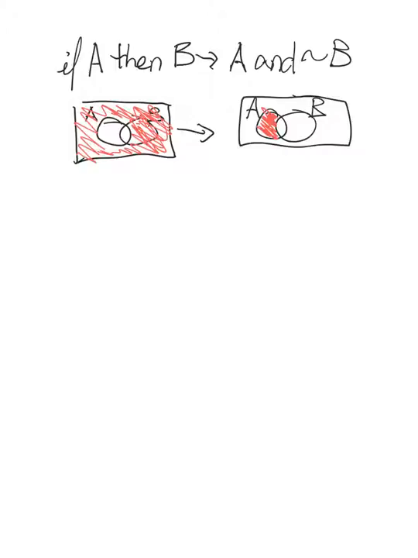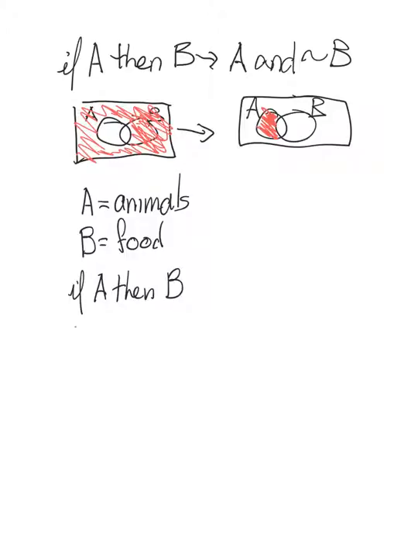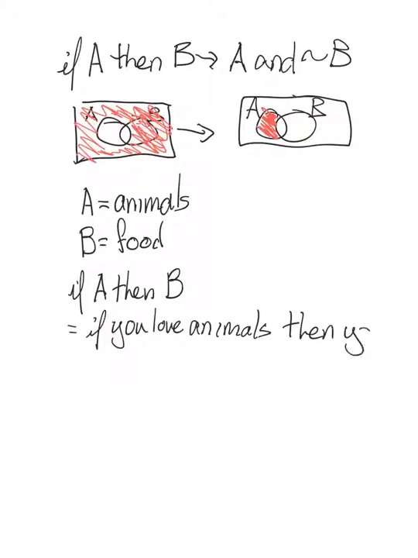So now if we use our two statements, if we have A equals people who love animals, and B equals people who love food, then if A, then B would equal if you love animals, then you love food.